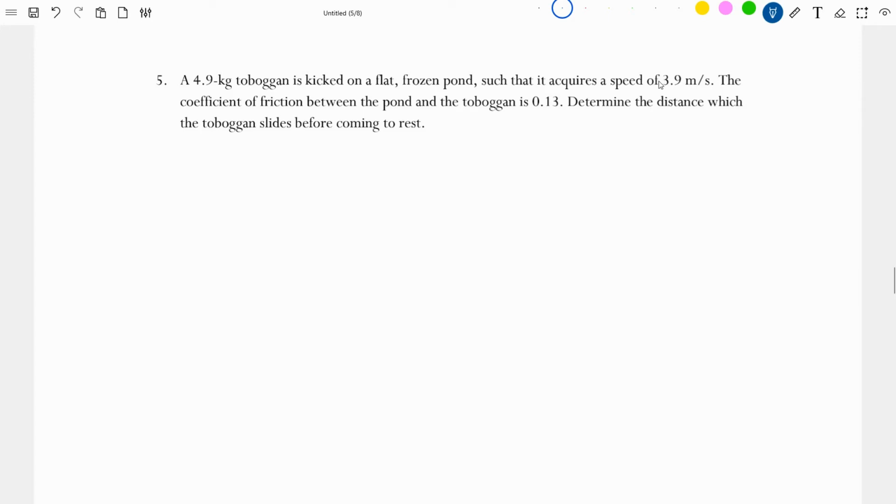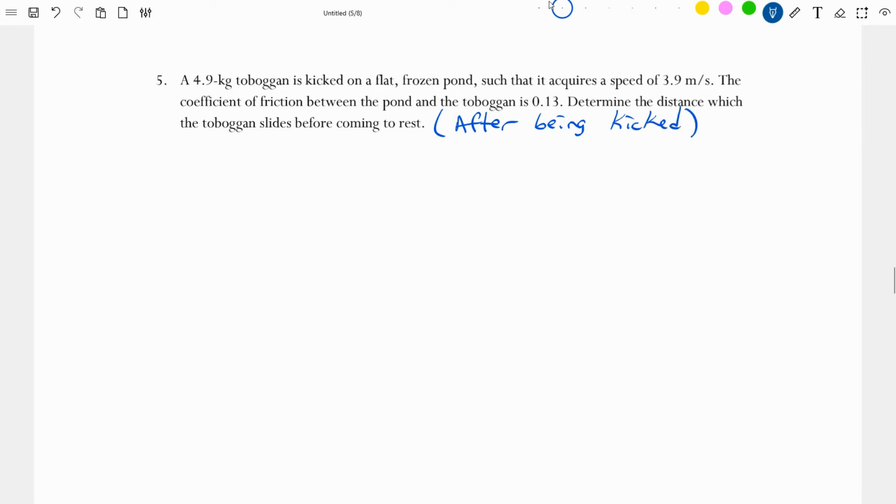But if we keep reading, I think we're gonna change our mind that was a good idea. The coefficient of friction between the pond and the toboggan is given. Determine the distance which the toboggan slides before coming to rest. Okay, now in a question like this, and again, this is kind of more familiarity with questions, the real intent of this question, and I'll just add in a little bit of clarification here, this really is after being kicked.